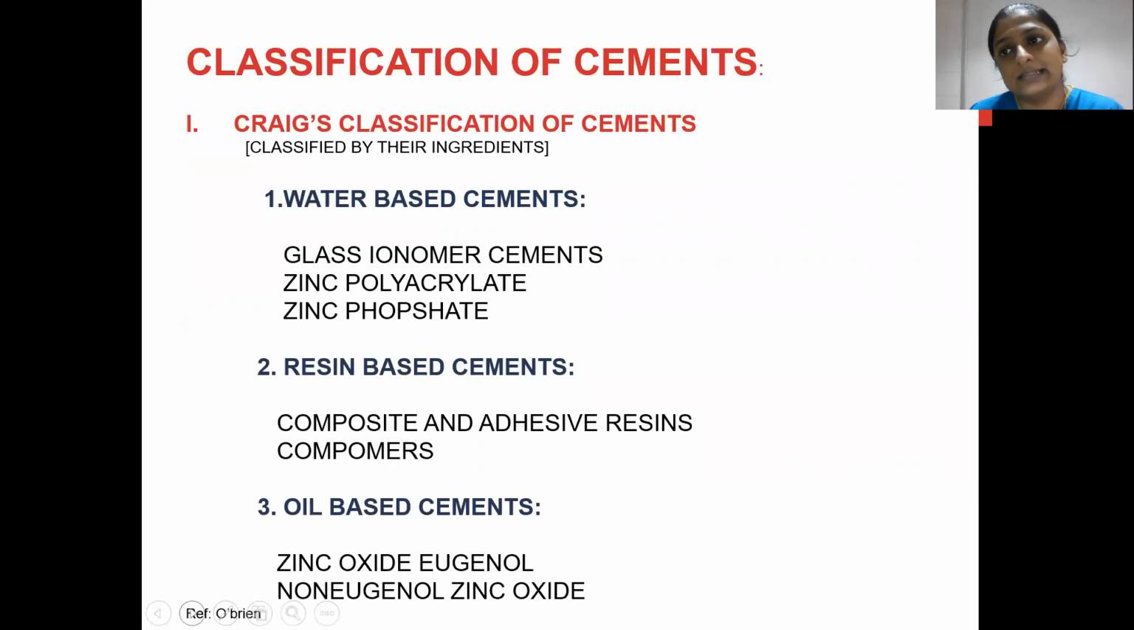As we all know, there are different types of dental cements, so various classifications are given. First, the classification given by Craig. Craig has classified them based on their ingredients. Water-based cements: the examples are glass ionomer cement, zinc polycarboxylate, and zinc phosphate cement. Resin-based cements are composite, adhesive resin, and compomer. And you have oil-based cements, which are zinc oxide eugenol and non-eugenol zinc oxide cement. So this is the classification given by Craig.